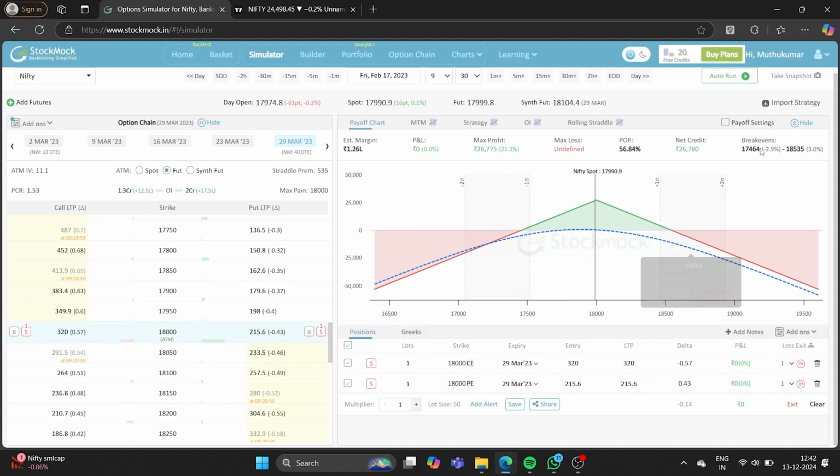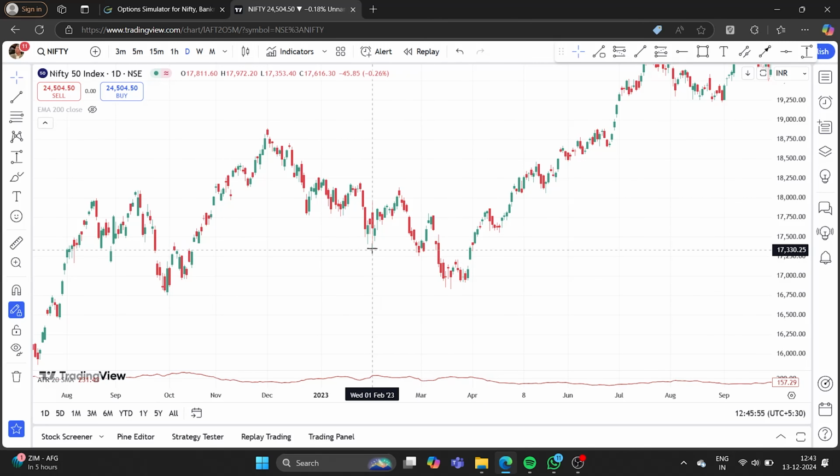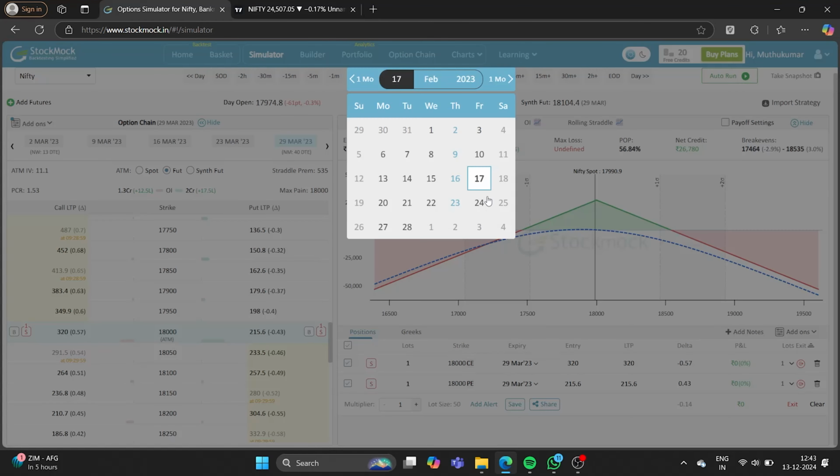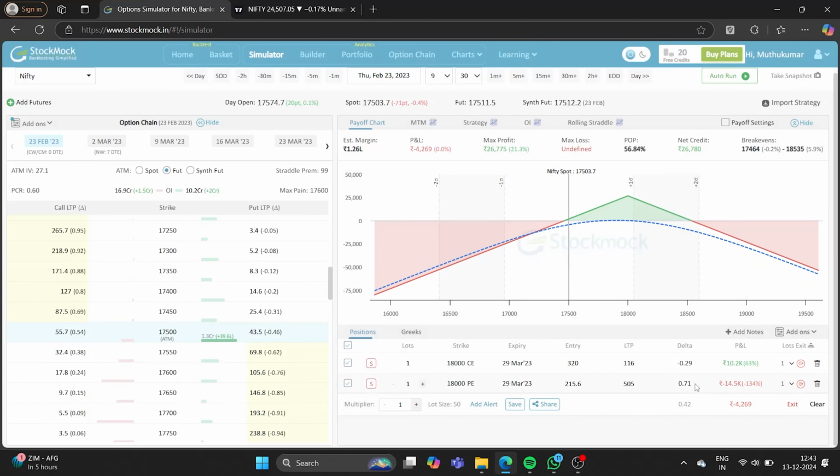Okay, now the same logic here also. If the market comes to my lower break even or upper break even, I will do the adjustment. Okay, let's see, the break even is at 17,464. Let's say I will start adjusting at this break even plus 50 points, that is 17,514 rupees. Okay, let's see where it came. On 23 February the market came there. It's almost at the break even price, so I will start the adjustment here.